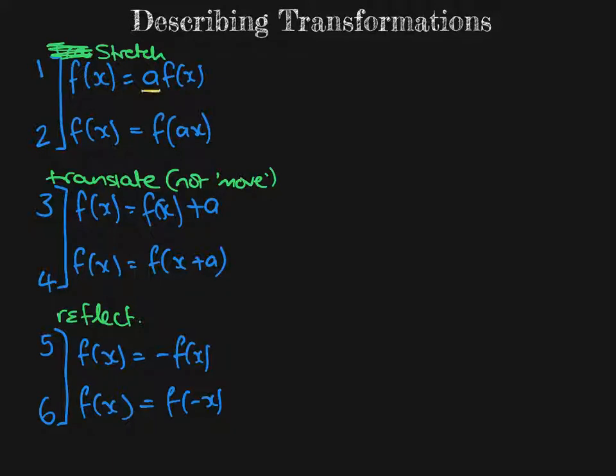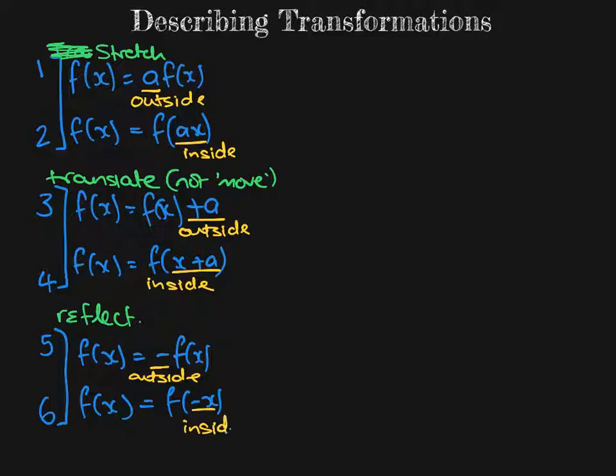So this is outside, inside, outside, inside, outside, inside. Now anything inside is going to affect the graph horizontally, whereas anything outside is going to reflect the graph up and down. So if you recognise whether it's a stretch, a translation or a reflection, and then whether it's inside or outside, you pretty much know how to describe the transformation.